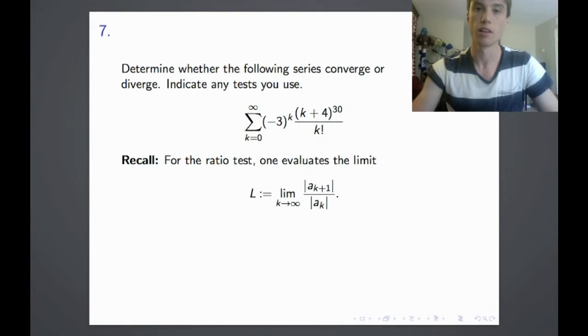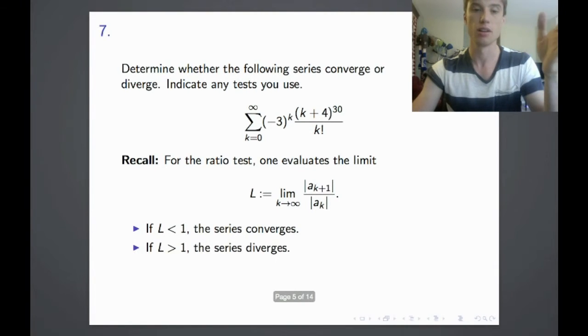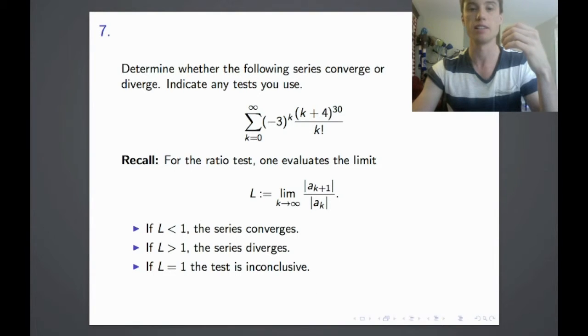Let us recall the ratio test. One evaluates the limit of the ratio of consecutive terms. Then, based on the value of this limit, we can determine convergence, divergence, or if the test itself is inconclusive. If the limit is less than 1 in magnitude, the series converges. If it is larger than 1, the series diverges. If it is equal to 1, the test is inconclusive.